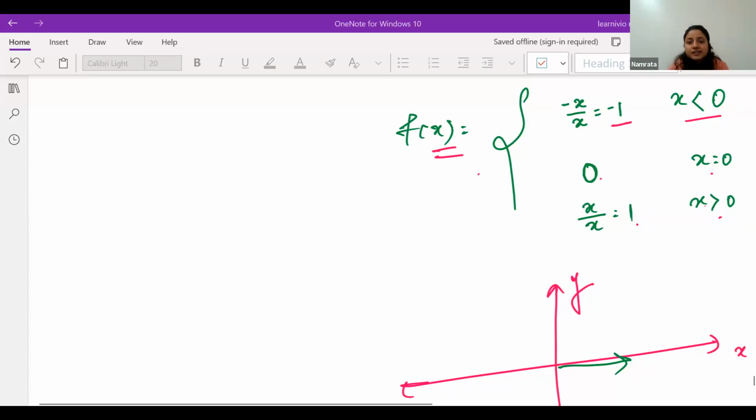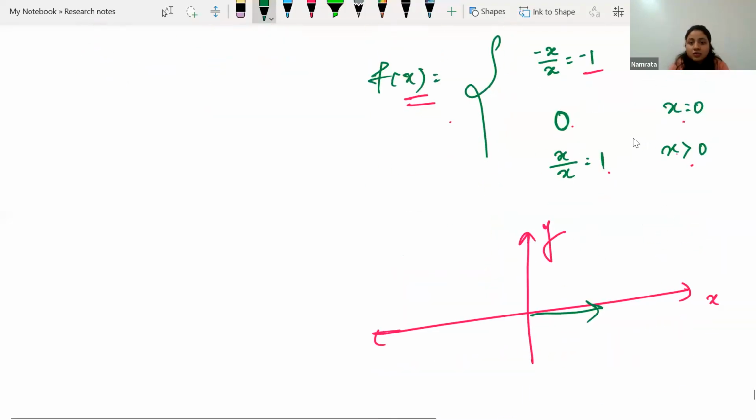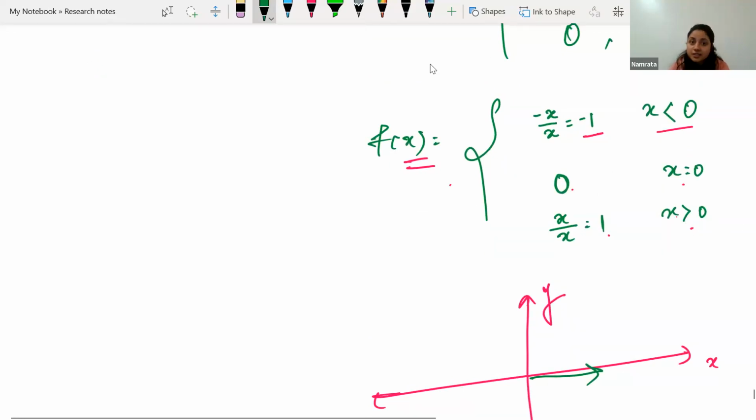Okay, so we were discussing the signum function. Here we can see when x is greater than 0, towards the right side of the origin, the output is 1 only. Y value will be 1. When you take x as 2, y is 1. X as 3, y is 1. X as 4, y is 1. So whatever x value we take which is greater than 0, y value will be 1 only. Hence the graph over here will go like this.